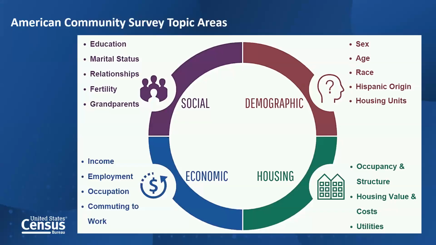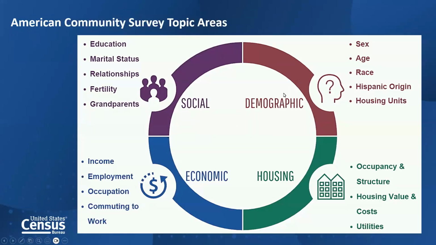So the ACS, if let's say you're putting together a portrait of maybe an area you're looking to open up a business, the ACS has 4 different channels. So you have social data. I work a lot with grant writers, right? So they're always looking at information like education, relationships, like for a family household, who's in the household, fertility rates, grandparents who take care of their grandchildren.